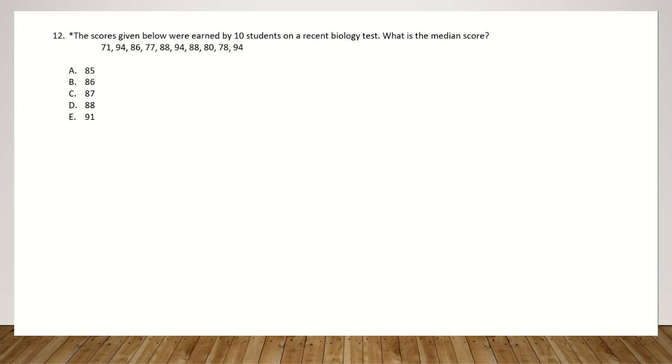And that's 1 minute. Hopefully you were able to answer that it was 87. So let's take a look at this one. Remember, the median is the physical middle score when the scores are in order. So the first thing you have to do is write these in order. Okay? So 71, 77, 78, 80, 86, 88, 88 again, and then 94, 94, 94.